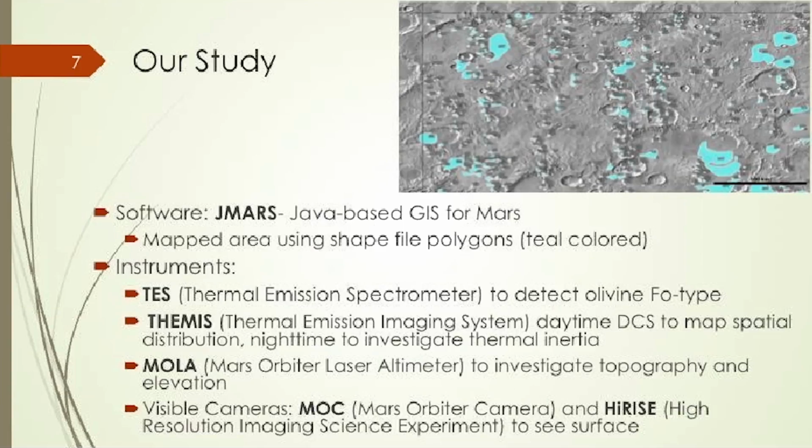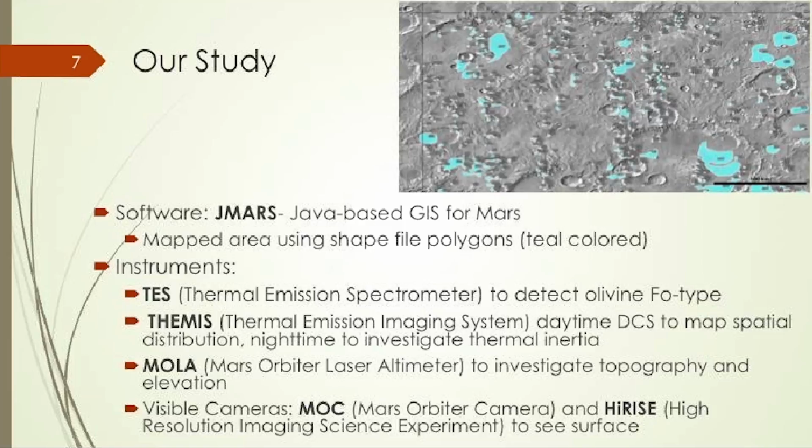So first, we mapped the olivine. We worked in the software JMARS, which if any of you have used ArcGIS before, this is the Mars version of it. So it's really cool. We used these polygons that you can see up on the top right. They're these teal-colored things. Those are all the olivine detections that we found in that corner of the map.